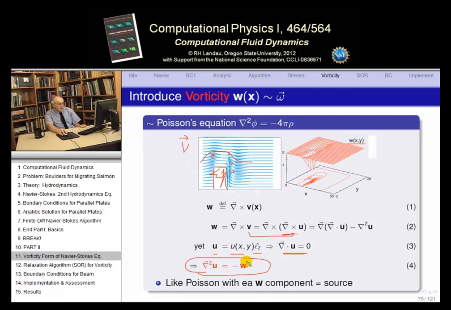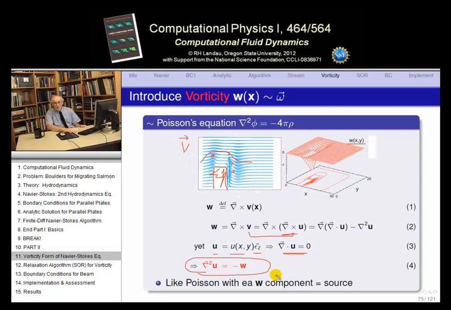The difference is that each different component of W is like a different charge density that we have to solve for. So each component of W is the source for the Laplacian of the U field. So this is the coupling. Each component of W is the source term, the charge-like term, for the change in U, the stream function. Okay, so that's what we have to solve. So that is the Navier-Stokes equation, the continuity equation, all boiled down to this one very simple equation.